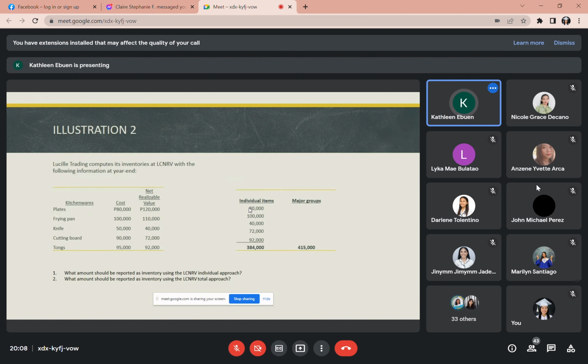Naintindihan, class? Naintindihan? May tanong? Tanong ba?